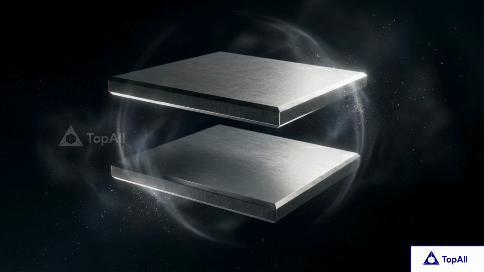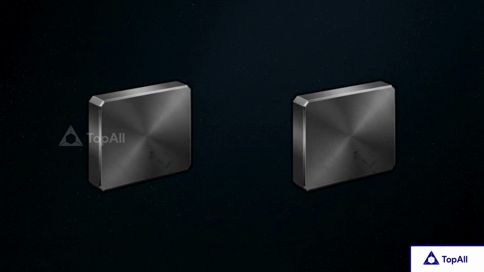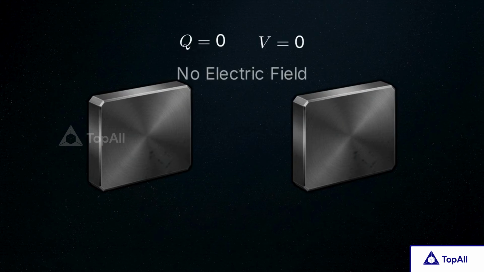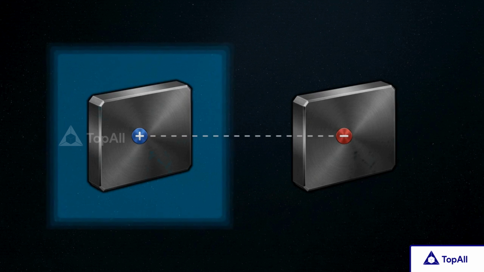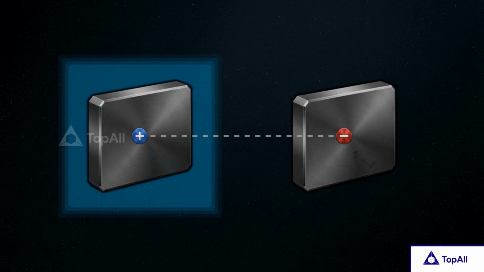Imagine two metallic plates floating in a complete void. At this moment, they are perfectly neutral. There is zero charge and no electric field between them. If we move a single packet of positive charge from the second plate to the first, it takes no mechanical effort. Without an existing field to oppose us, the charge moves freely.